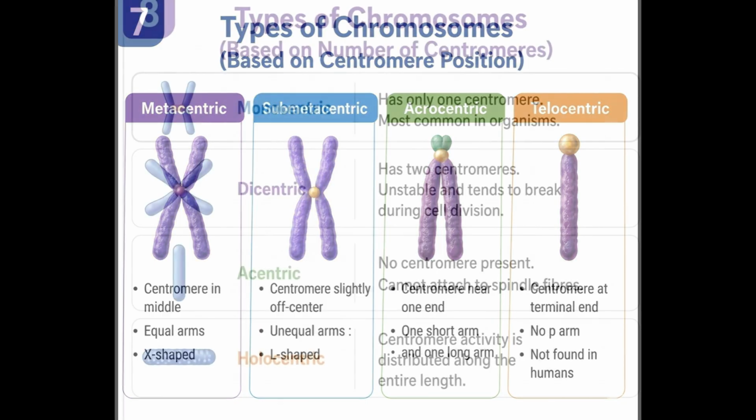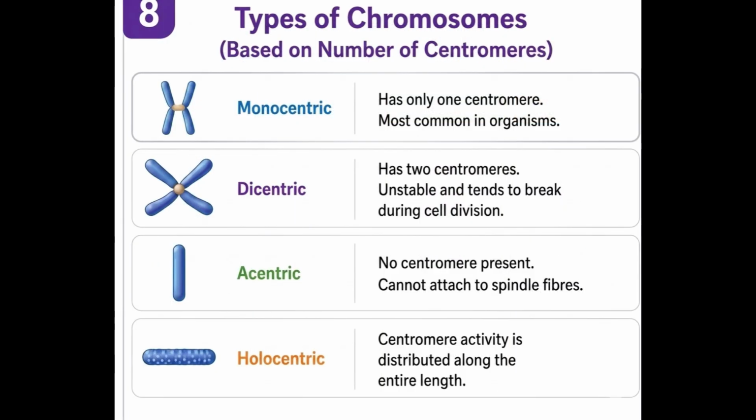Types based on number of centromeres. Chromosomes can also be classified according to the number of centromeres present. Monocentric chromosomes contain a single centromere. Dicentric chromosomes possess two centromeres and are usually unstable. Acentric chromosomes lack a centromere and cannot attach to spindle fibers. Holocentric chromosomes have centromere activity distributed throughout the entire chromosome.